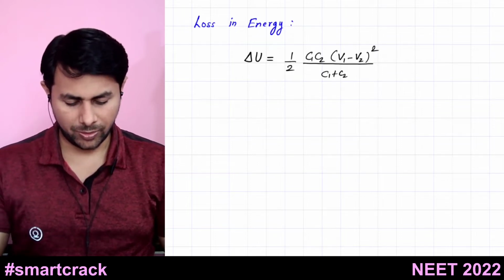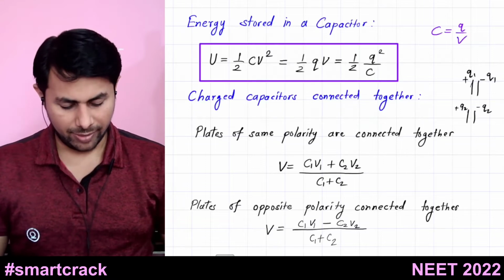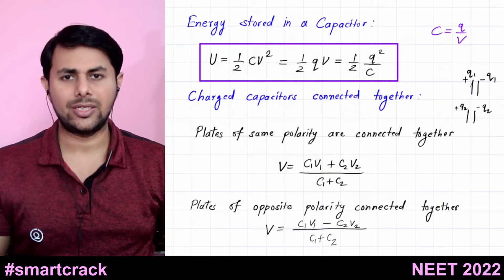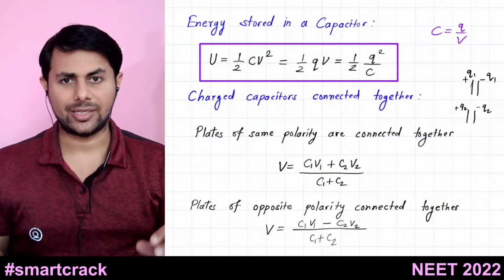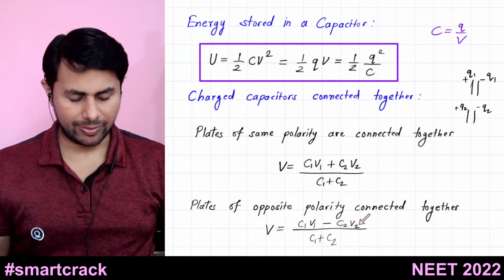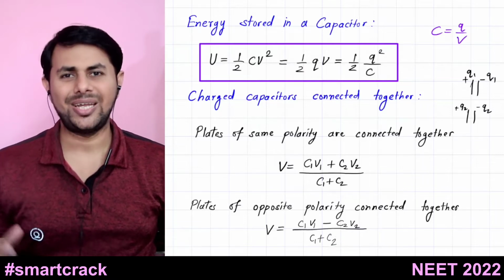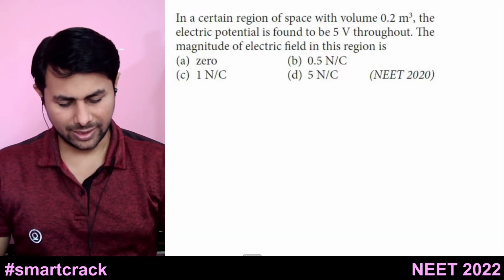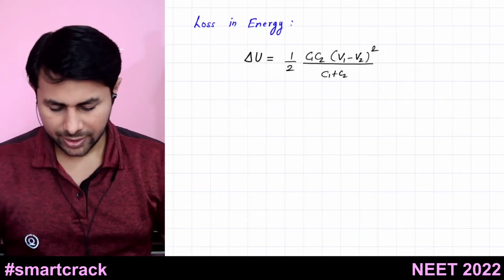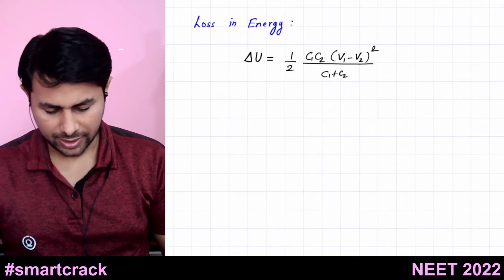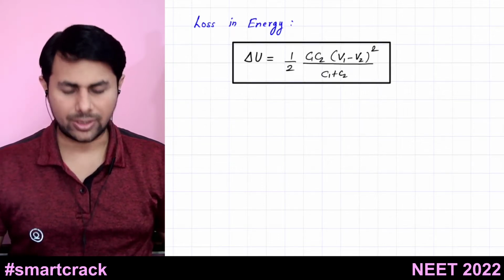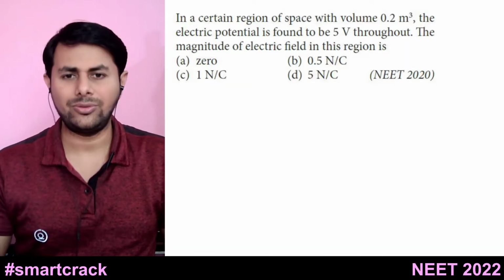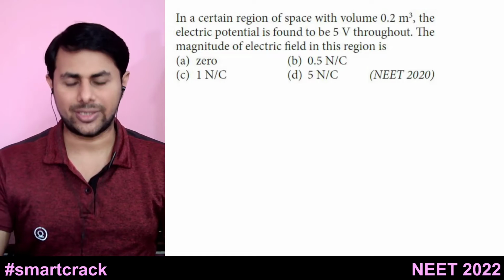Okay, so if you like, you can memorize this formula too, but please memorize this one: C1V1 plus C2V2 divided by C1 plus C2 if plates with the same polarity are connected to each other, and C1V1 minus C2V2 divided by C1 plus C2 if plates with the opposite polarity are connected to each other. Right. So this is all there is in the theory of electric potential and capacitance that we need to remember to be able to solve the problems. Okay, and now let's solve some problems based upon this.